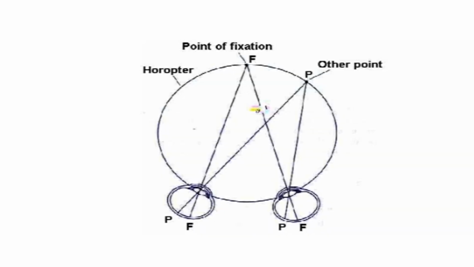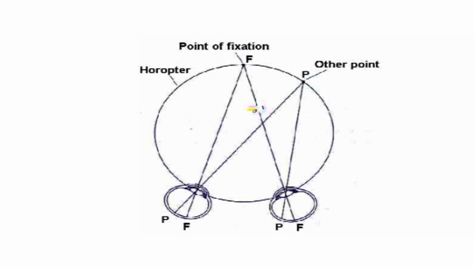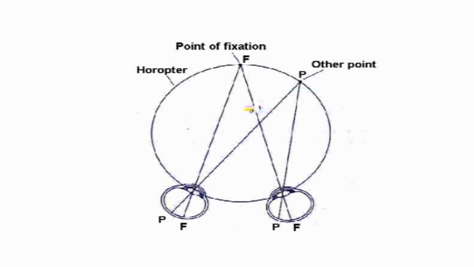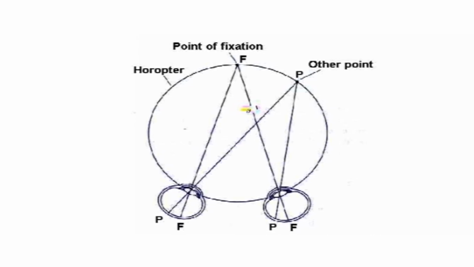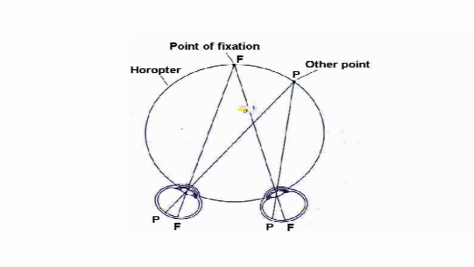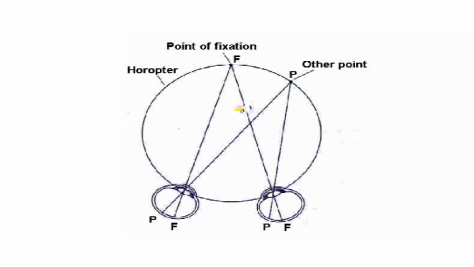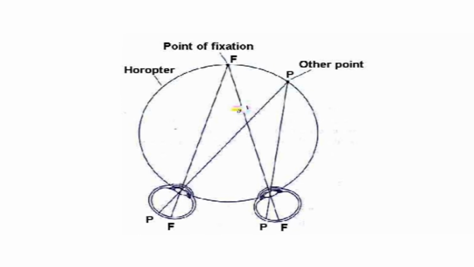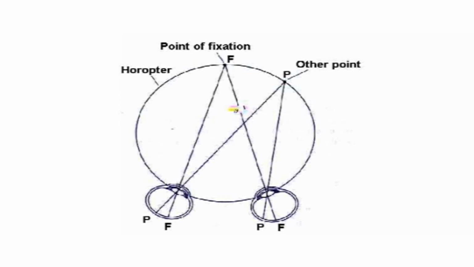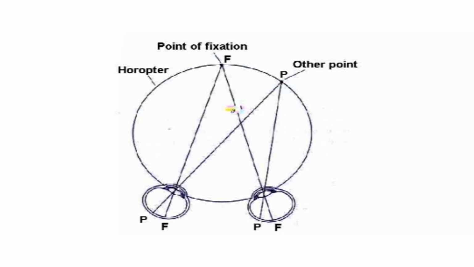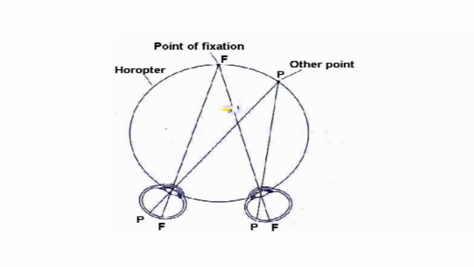When one fixates at point F shown in the figure, all the points lying on the circle defined by F and the foci of the two eyes are imaged at corresponding points in the two eyes. This circle is called the horopter.